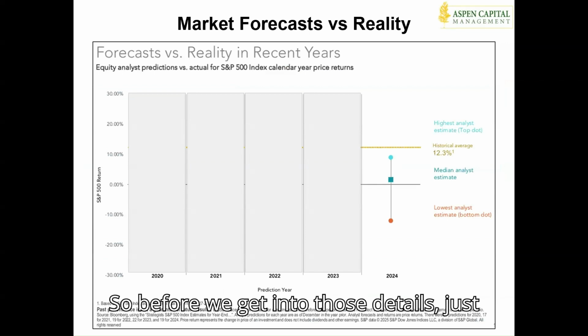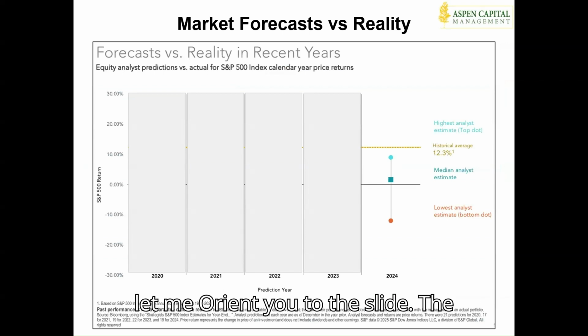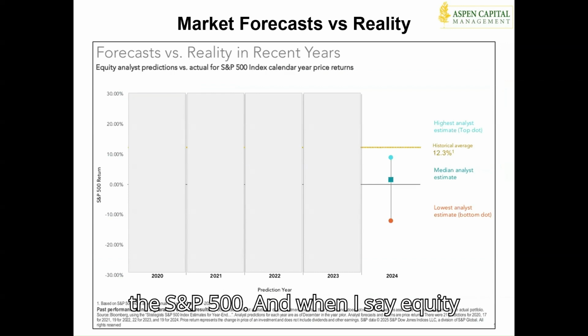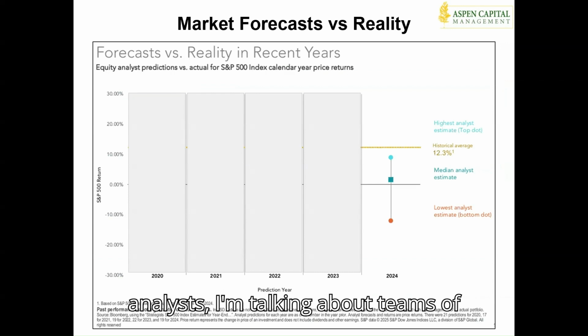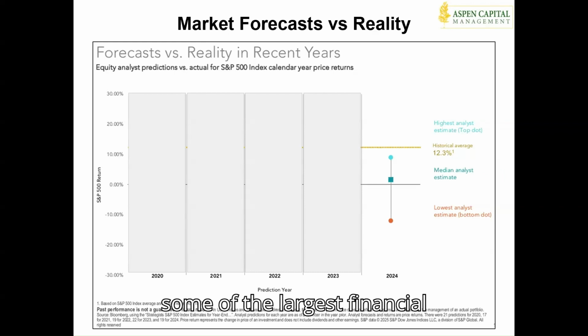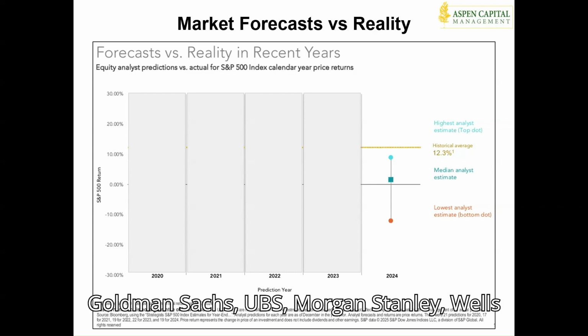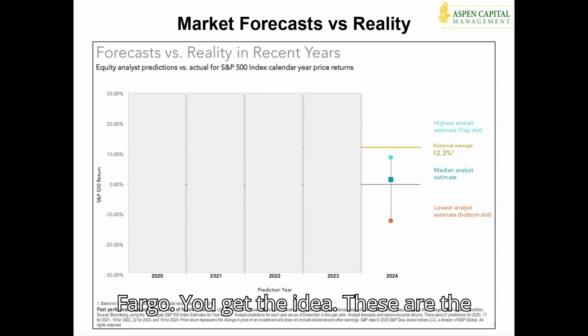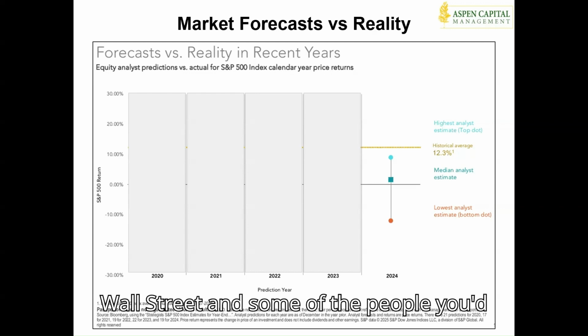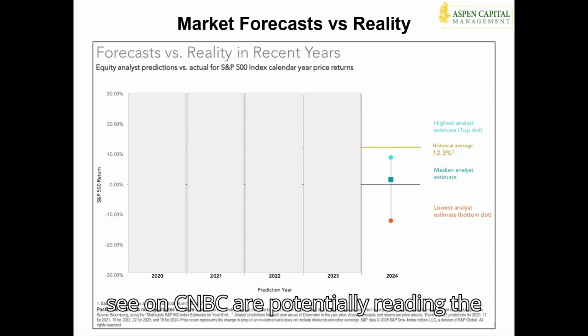So before we get into those details, just let me orient you to the slide. The data here compares equity analyst predictions versus the actual returns of the S&P 500. And when I say equity analysts, I'm talking about teams of researchers and portfolio managers at some of the largest financial institutions. So think of JP Morgan, Goldman Sachs, UBS, Morgan Stanley, Wells Fargo. You get the idea. These are the firms that you would consider Wall Street and some of the people you'd see on CNBC or potentially read in the Wall Street Journal.